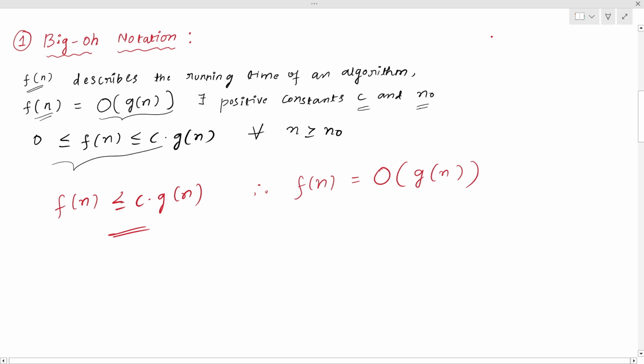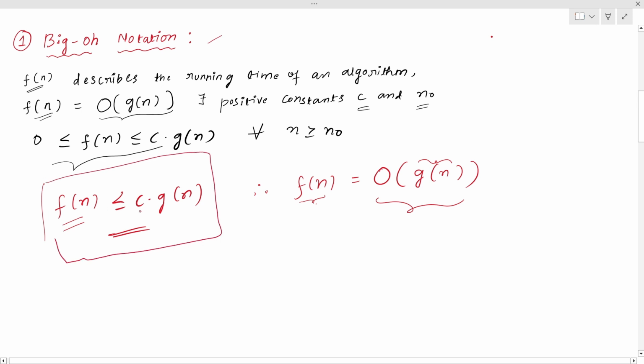I'm simply repeating it. You have some function f of n, and you're trying to represent that f of n in terms of another function, big O of g of n. This g of n is another function. Let's say f of n is one function and g of n is another function, and you're representing f of n in terms of big O notation, and you can state this as a conclusion if this condition is satisfied.